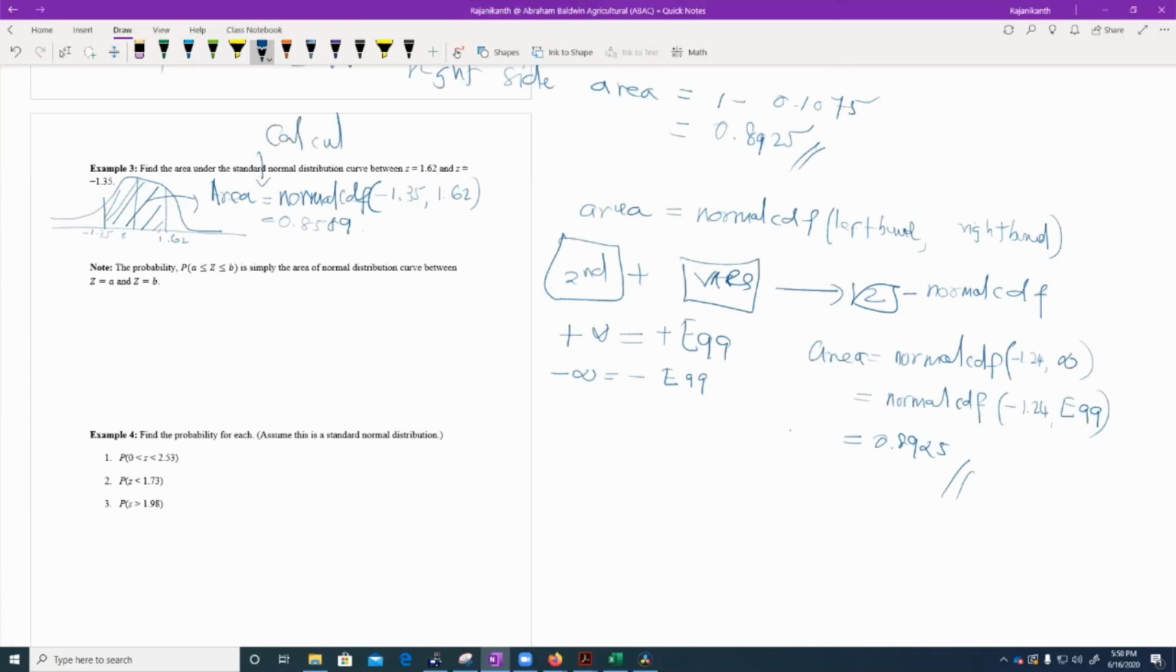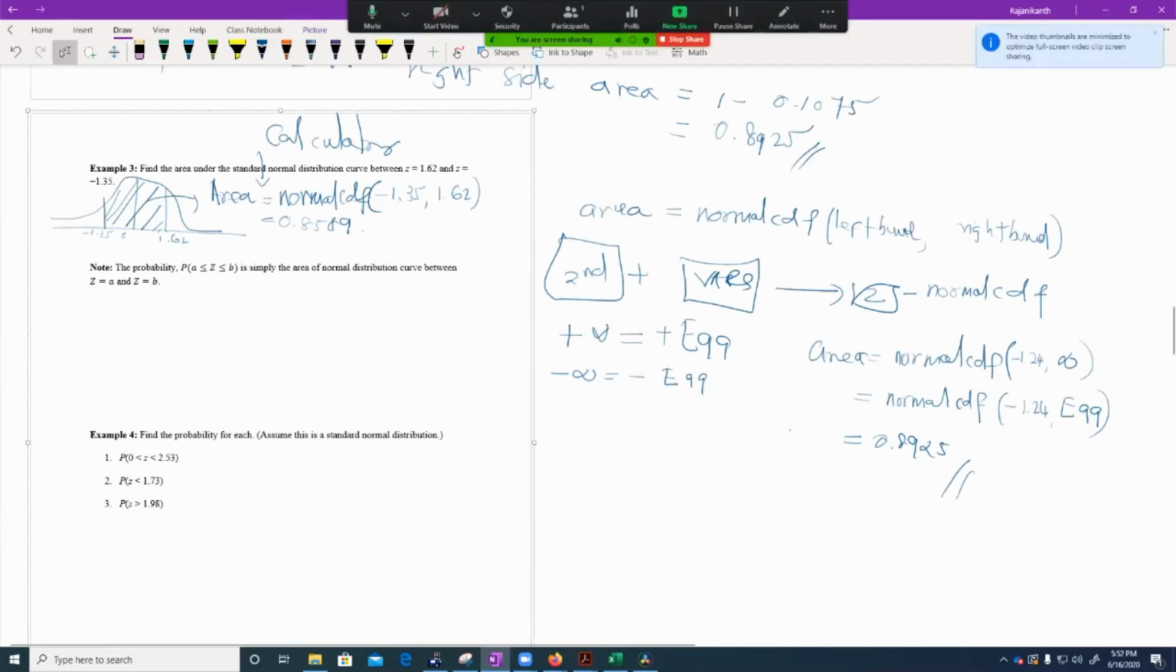But how do you do this problem if you want to use a table? If you want to use the table, you have to be very careful. You first find the left area for negative 1.35, subtract from 1. That means you will get everything, including this uncolored area, to the right of negative 1.35. Then find the area for 1.62 to the left, then subtract from 1, and you will get that small, tiny area. Then you have to subtract that tiny area from your previous area. So you have more work typically if you want to use the table. But the calculator will always give you a very quick shortcut.